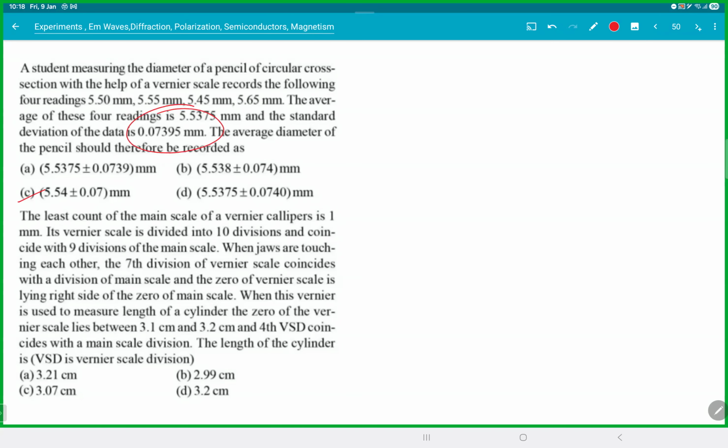ये बाकी ये सब ना, it is just distraction. Clear? Remember that. So if you look at the readings, 5.50, 5.55, 5.45, 5.65, all have only 2 decimals. So the final result, whatever it is, should also have 2 decimals. Or you can say they should have the same number of SF. Actually, in this case, should have the same accuracy, because when you add them, right, it should have the same accuracy. And get the next one.